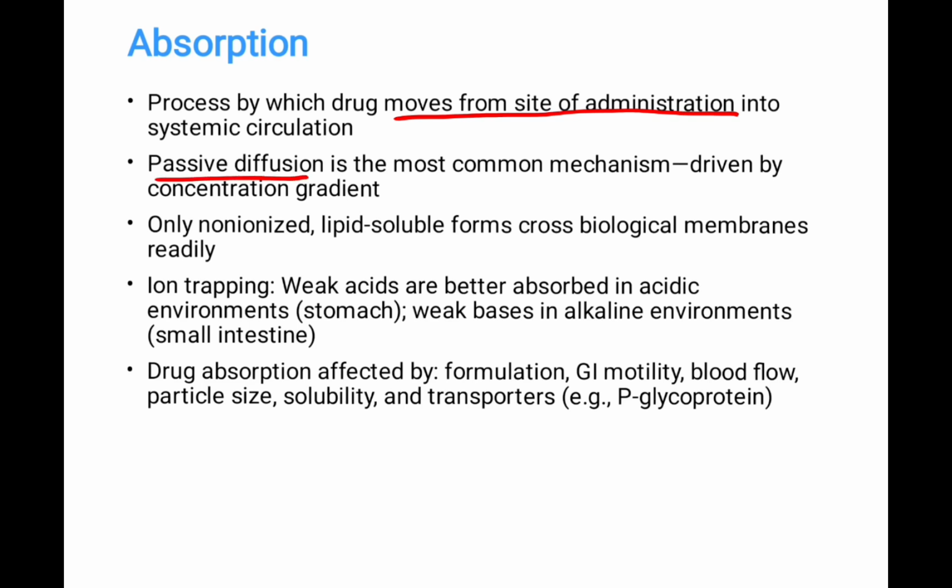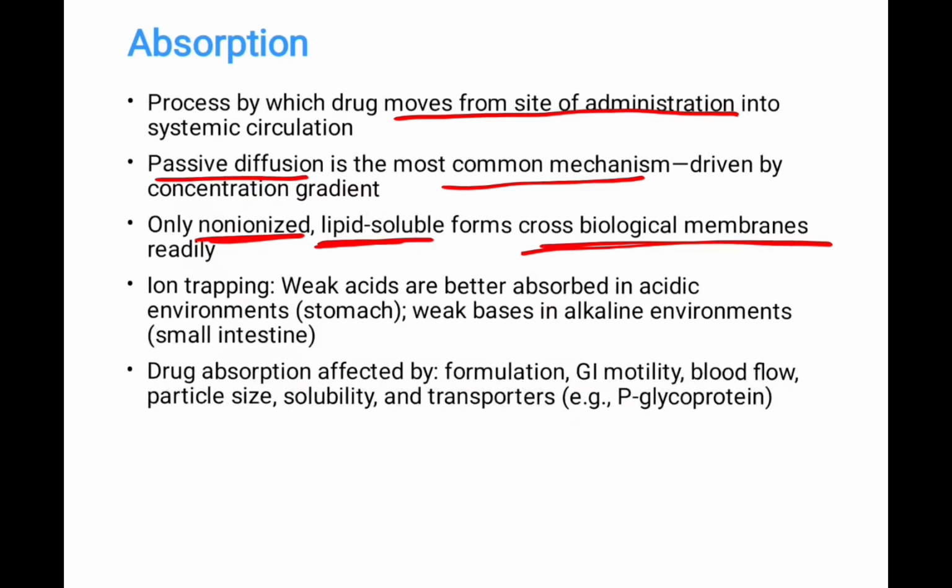There's passive diffusion, which is the most common mechanism, driven by what? Concentration gradient. Passive diffusion is driven by concentration gradient. A higher concentration gradient will cause drug to move from one compartment to another. Only non-ionized lipid-soluble forms cross biological membranes.